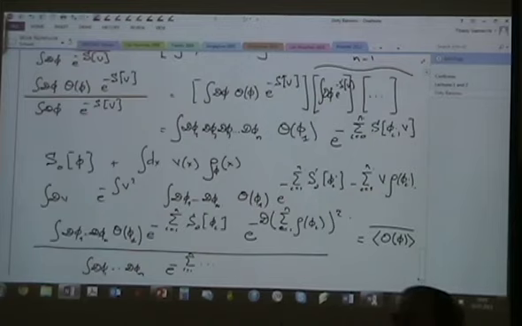Do it. It's not complicated. Yeah. Is there an interpretation to the replicas in terms of the disorder? Physical interpretation of the replicas? That's a good question. Maybe there is, but I don't know it.